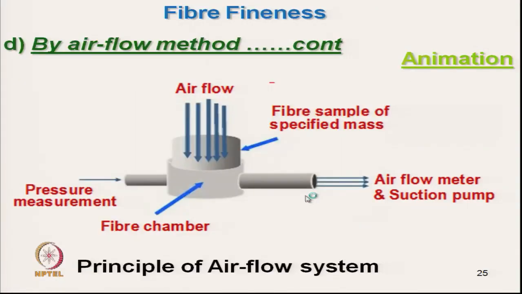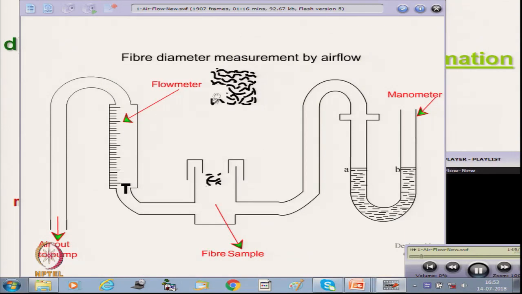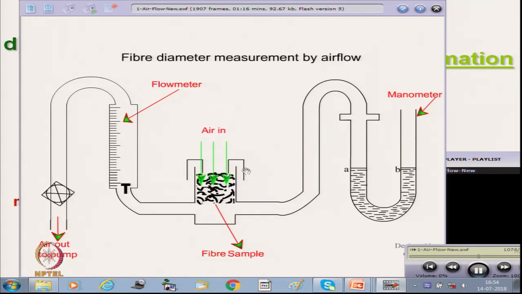Now, let us see this animation here. Now, fibers are packed gradually. So, we have taken the mass of fiber, and gradually the fibers are packed. This is a known, fixed mass of fiber, and for a particular instrument the mass is constant. So, it is gauged, the direct reading of this flow is proportional to the mass per unit length. So, this is gauged either in terms of mass per unit length or directly in terms of diameter, and that is based on a specific mass of fiber.